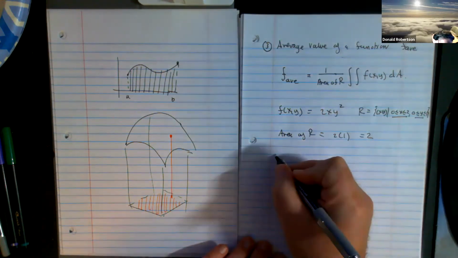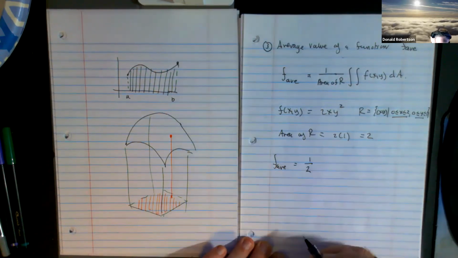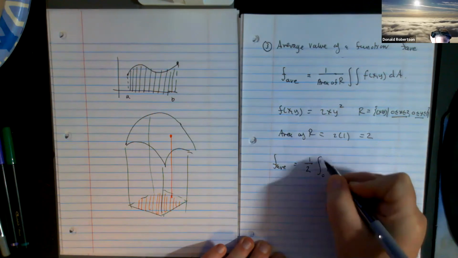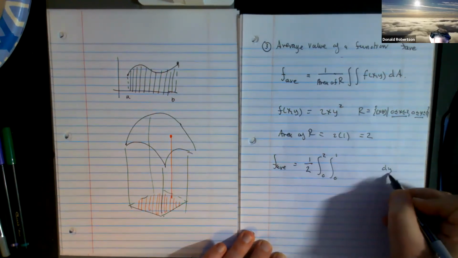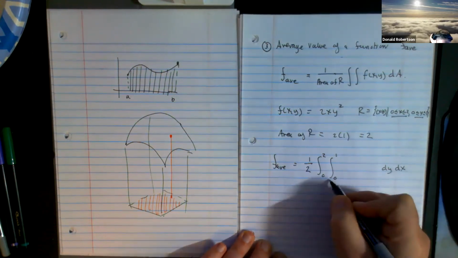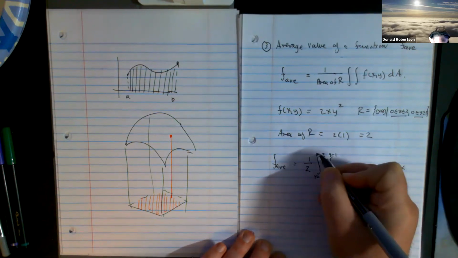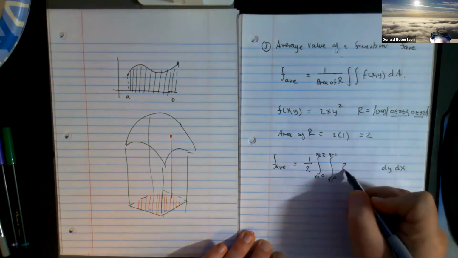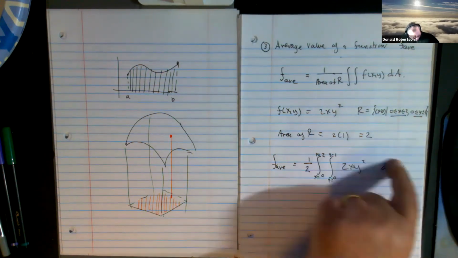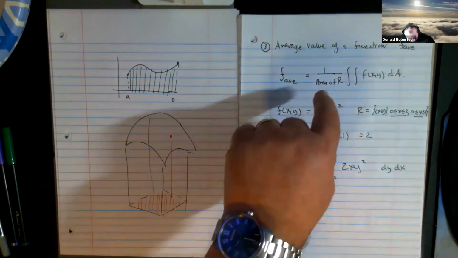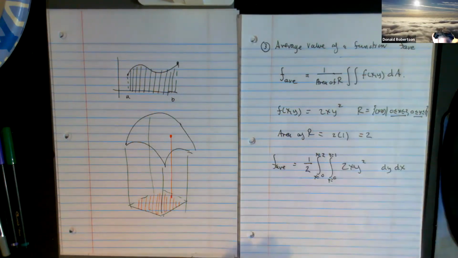Now, the average value of the function then is 1 over 2 times the integral from 0 to 2, the integral from 0 to 1. That means I'm doing the y first and the x second. And the function I'm going to do it to is that one. So whatever this comes to will be the average height of this function here in that rectangular region of space.